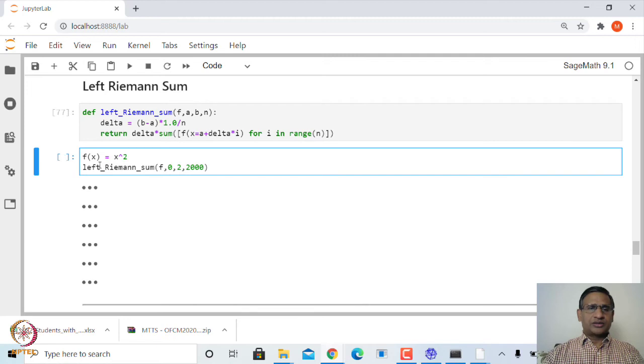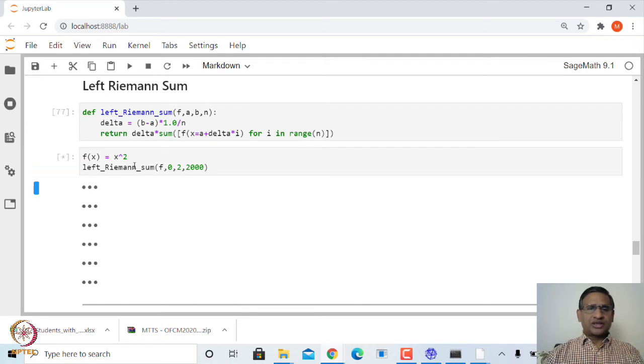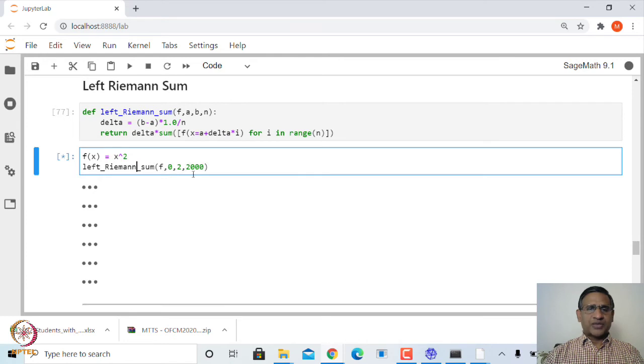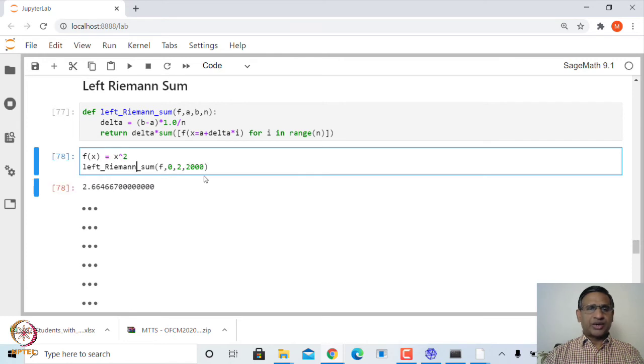So, if you take for example the function f of x equal to x square, and try to find this left Riemann sum, this is 2.66. The integral of x square will be x cube by 3, so from 0 to 2, that is 8 by 3, which is quite close to 2.6666, right.